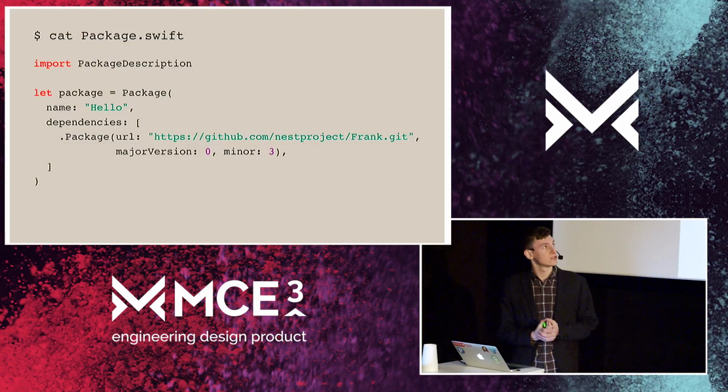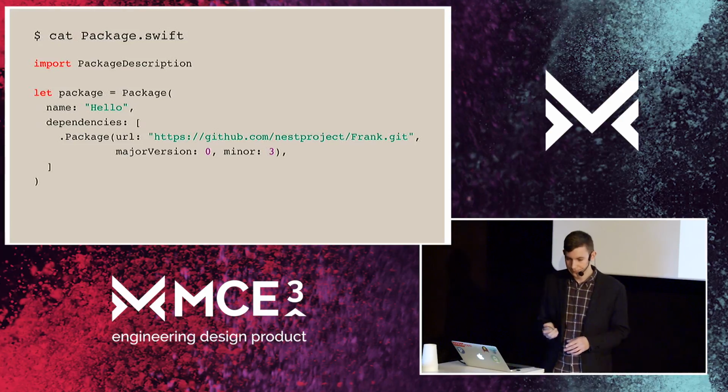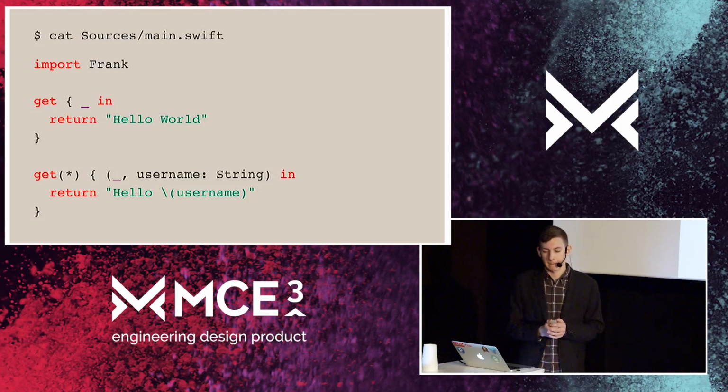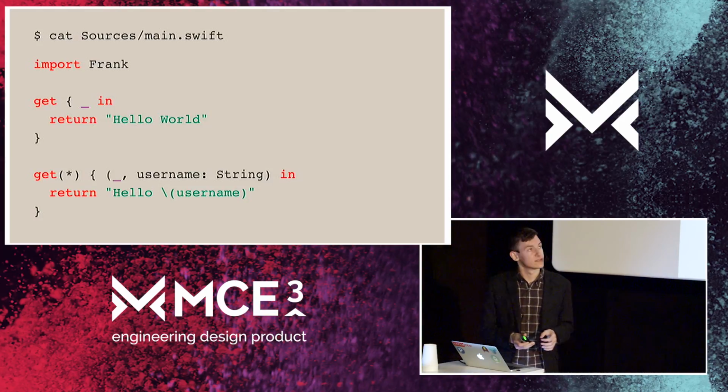So we need to have a Package.swift, which basically says the name of the package and also any dependencies we might want to use. So in this example, I'm going to use Frank, the framework I showed earlier. We're building a command line tool that can be used to run our server. Hence, we've put the source in the Sources directory, in a file called main.swift.